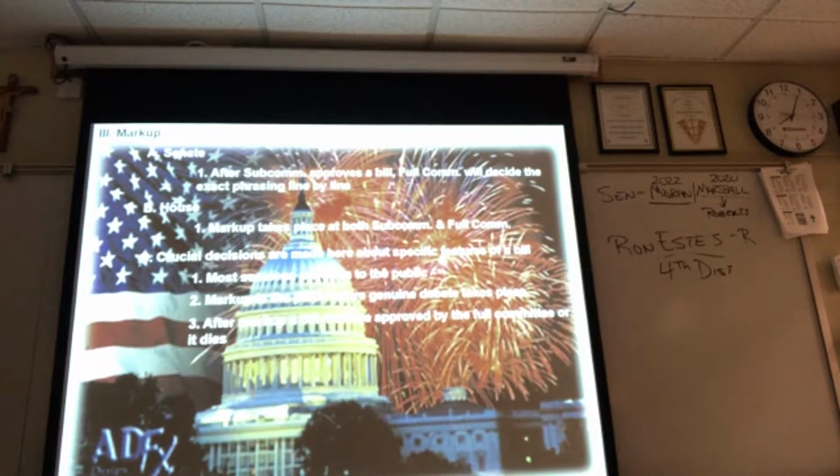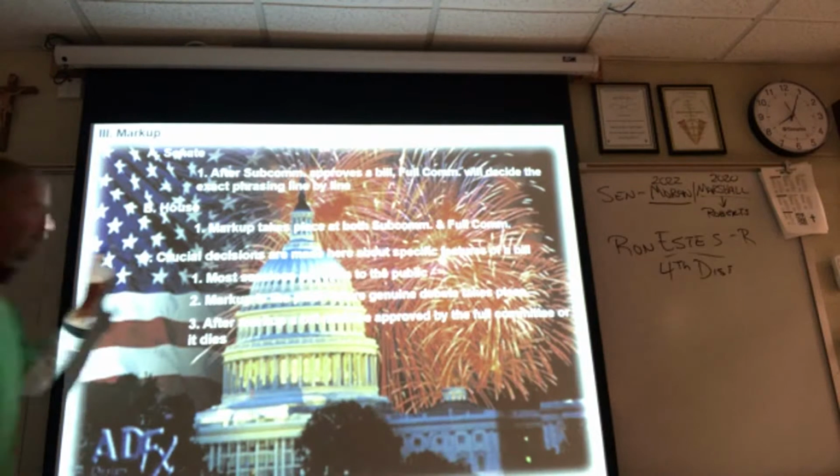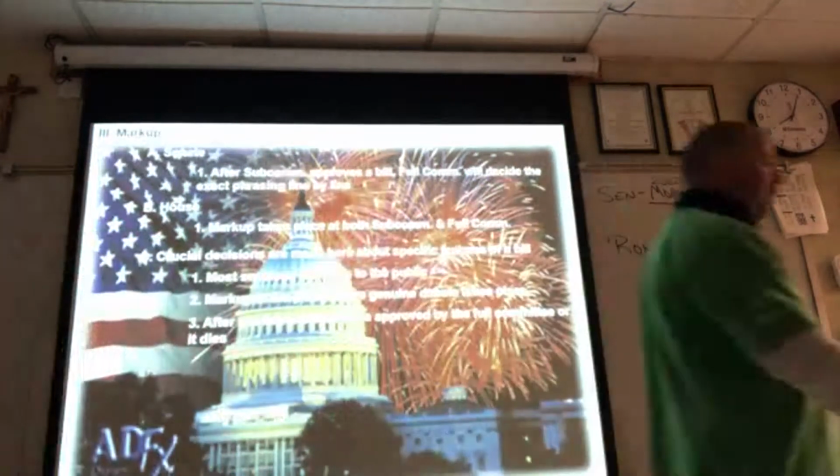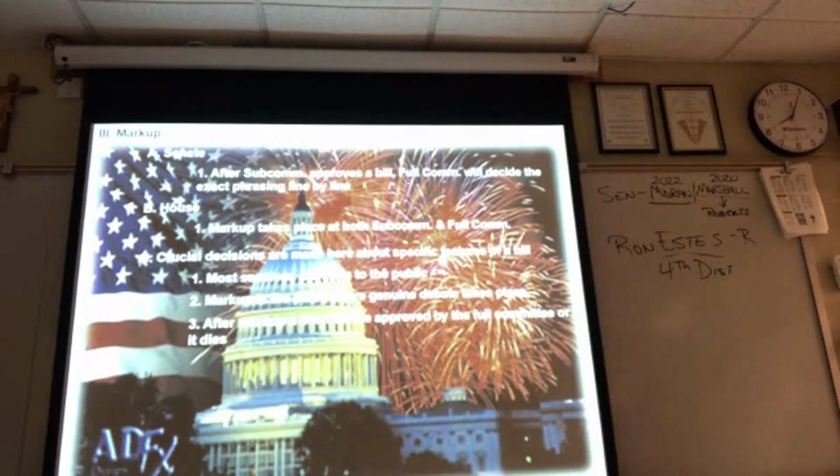Like, the crucial decisions, the genuine debate, the meat and potatoes of the thing is done in markup. Specifics, the line by line phrasing. So you've got to have lawyers in the room. You've got to have policy experts in the room, because you're creating laws that are going to affect maybe hundreds of millions of people.